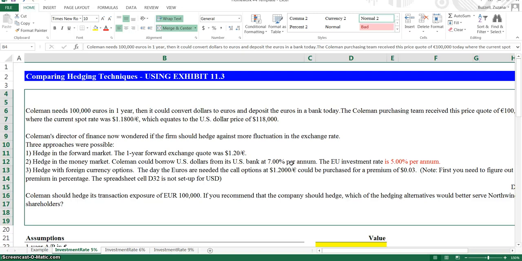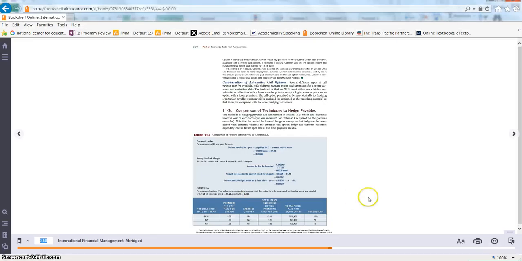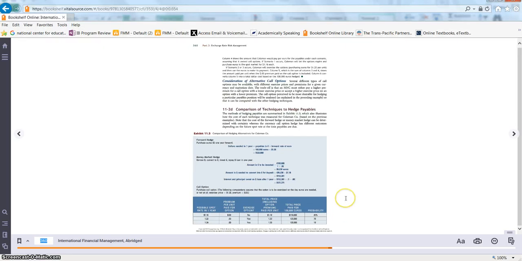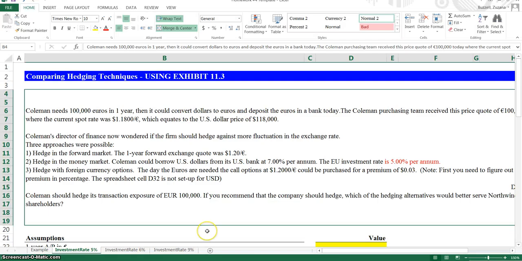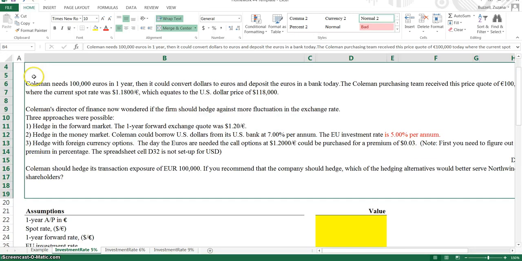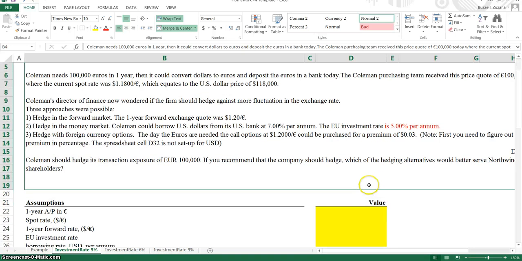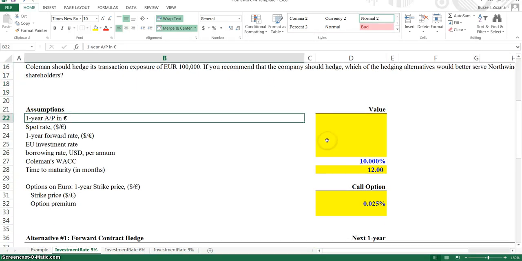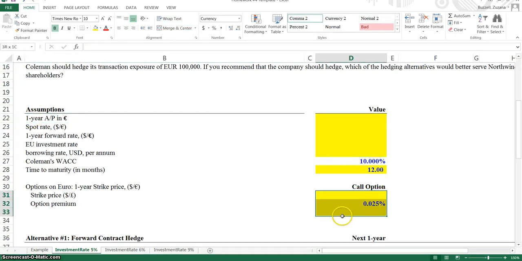your payables, your hedging. So the problem is asking you to use separate investment rates for different investment opportunities, and it also gives you forward hedge, money market hedge, and call options. So this spreadsheet is calculating all of those options for you. What you have to do is this is what's given to you, and what's given to you. Then you will fill out everything that's in yellow.